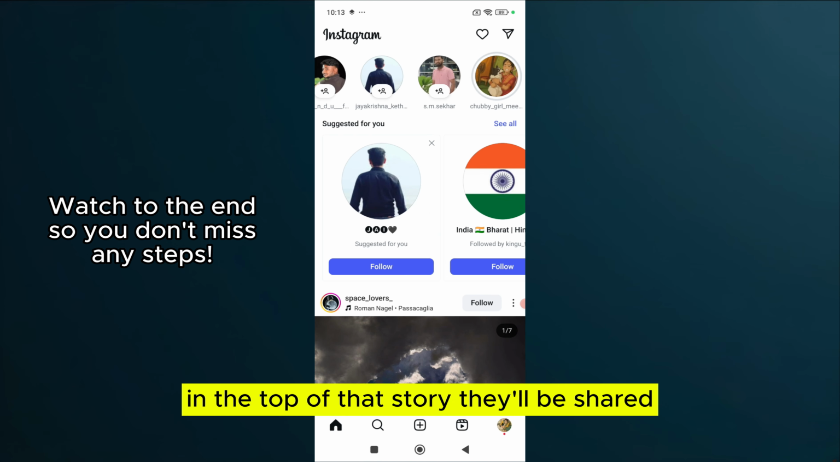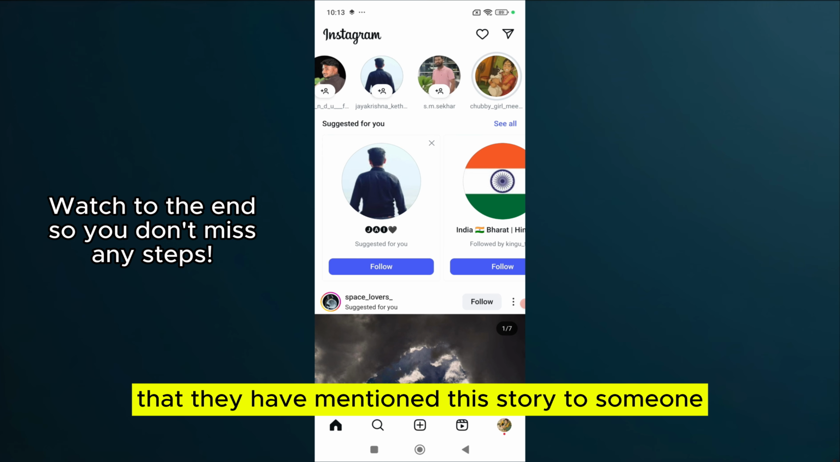in the top of that story. They'll have shared that they have mentioned this story to someone. This is how you can see.